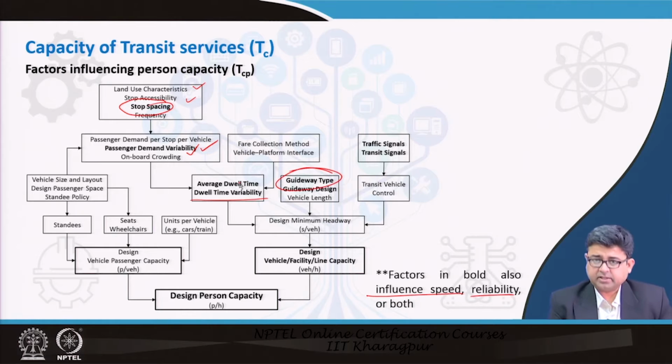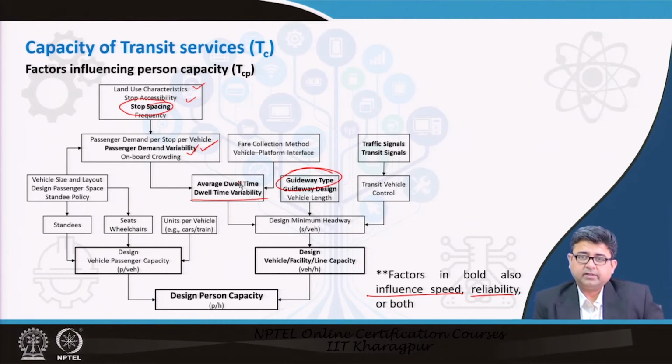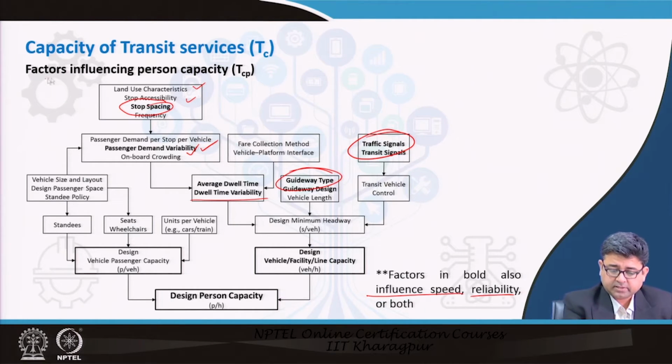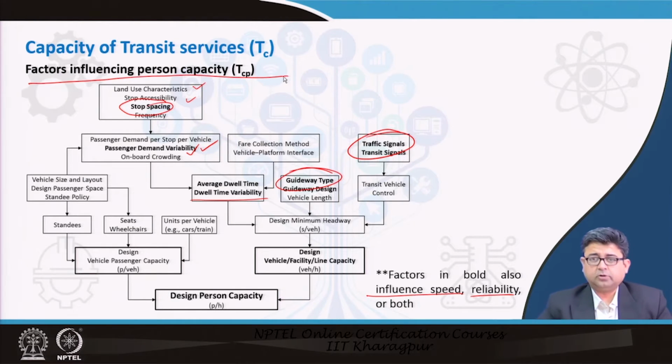Guideway type: if it is an exclusive guideway that the public transportation system is working on, then its person capacity increases. If there are too many traffic signals, then the capacity decreases, and so on and so forth. You will see it is a very complex method to estimate the person capacity of a transit route. But if you were to do so, and many public transportation systems have done it, you have to take into consideration all such different factors.